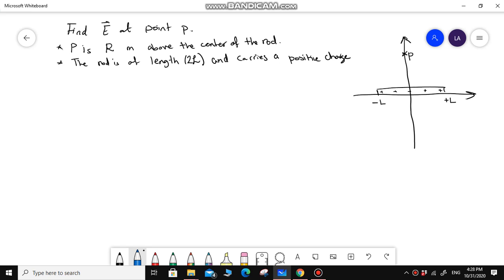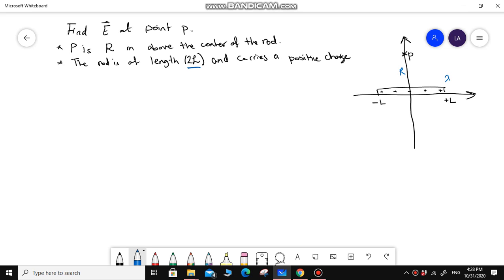Hello students, today we will learn how to calculate the electric field at a point P as shown here in the sketch. P is R meters above the center of a uniformly charged rod. We know that the rod carries linear charge density and we will name it lambda. The rod is of length 2L.